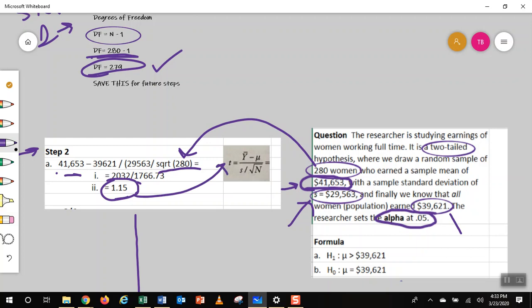I want to emphasize that this is t and not z, because that's a common problem. If you look up this number on the z chart, you're not going to get the right answer. You need to look it up on the t chart. And we'll see what that looks like right now.